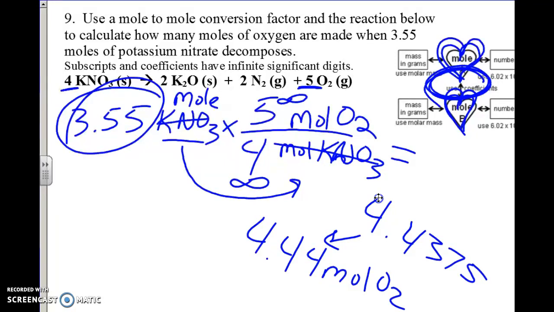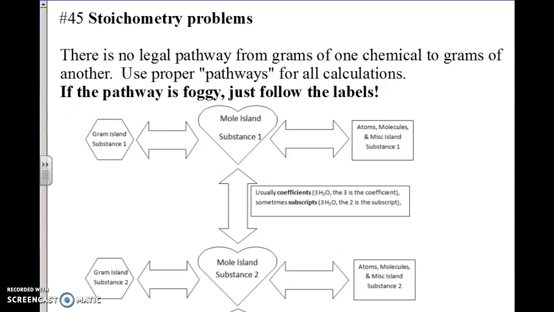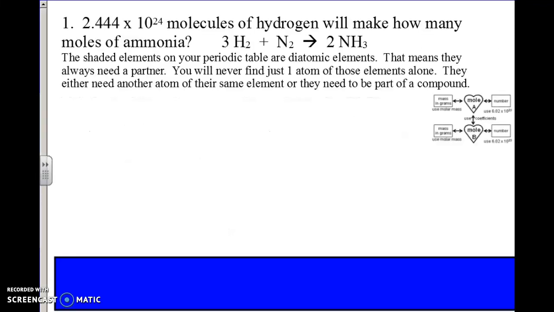Naughty me. We're actually going to go to the next handout then, which would be the 45s, and we're going to do the first 2 problems on the 45s. So we're going to go to the 45s, we're going to use that same mole map, and we are going to solve this problem.